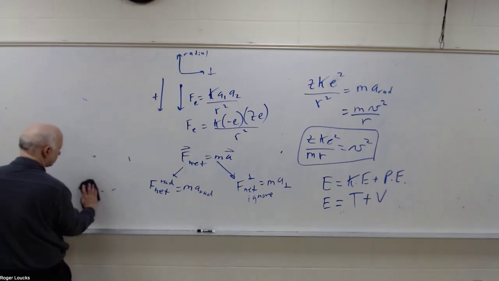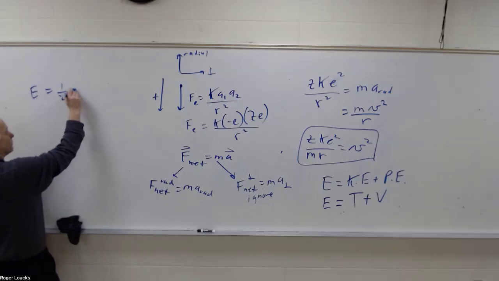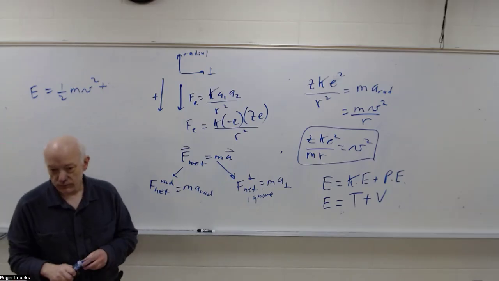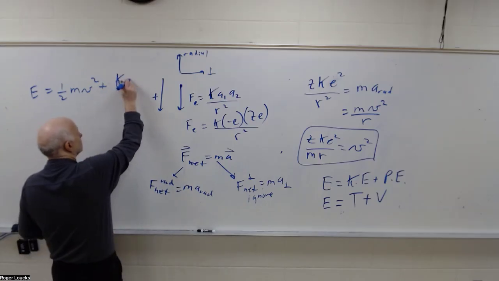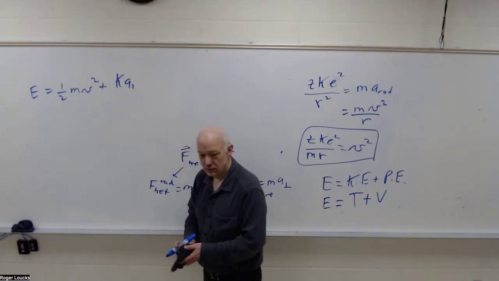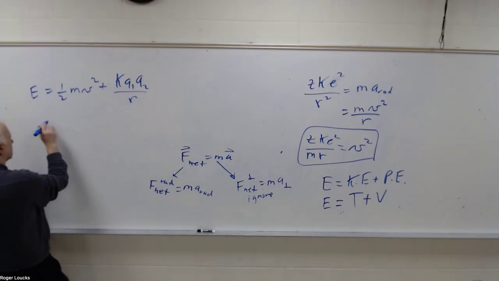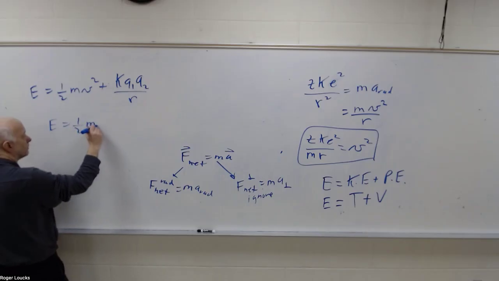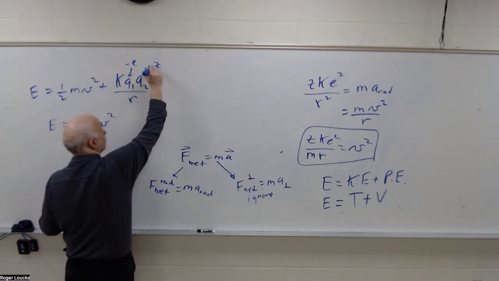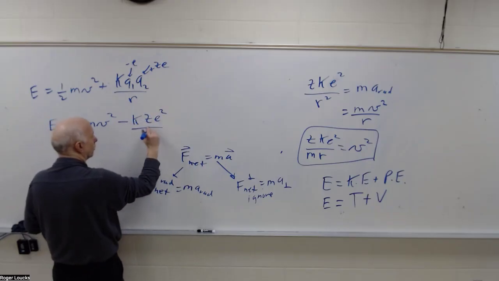What is the kinetic energy of the electron? One half m v squared. What is the potential energy for two point charges? K Q1 Q2 over R. What do we get now? One half m v squared, and now this right here is our minus e, and this right here is our plus Ze. So we get the minus sign, so minus K Z e squared over R.